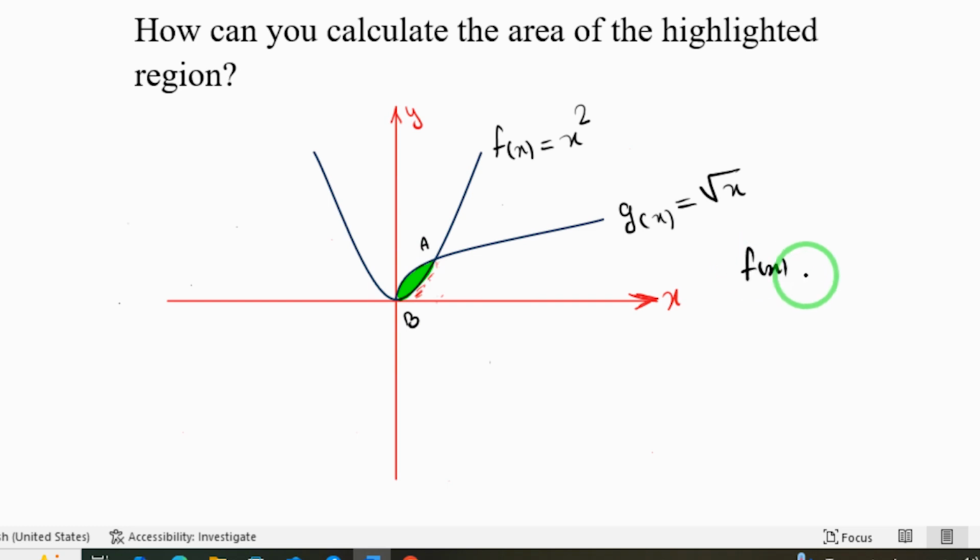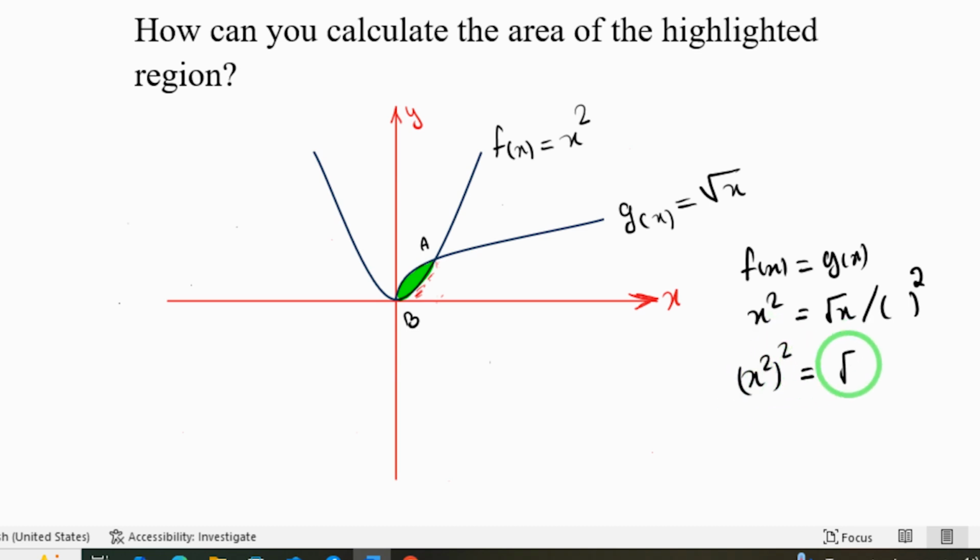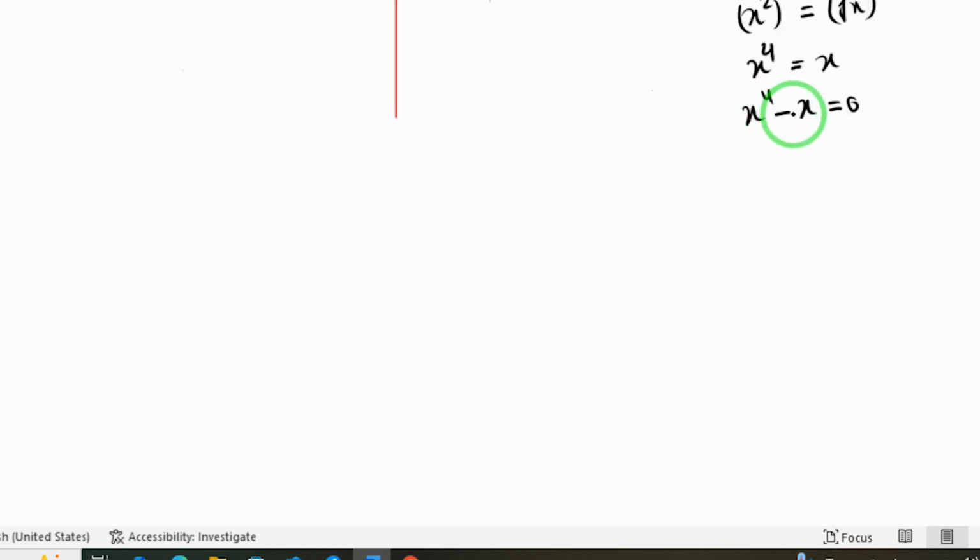Write f(x) equal to g(x), or x squared equal to the square root of x. We square both sides of the equation. We can write x squared, all squared, equal to square root of x, all squared. Then 2 times 2 is 4, and the square and root simplify, leaving x to the power of 4. We carry the x to the left side: x to the power of 4 minus x equals 0. Then we take out x from both terms, leaving x times x cubed minus 1 equals 0.